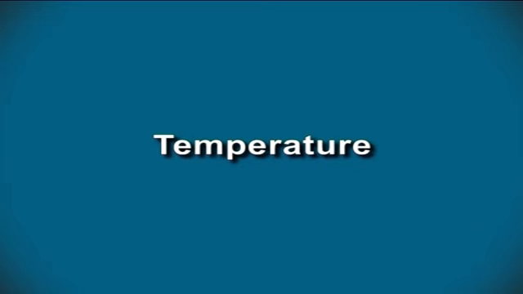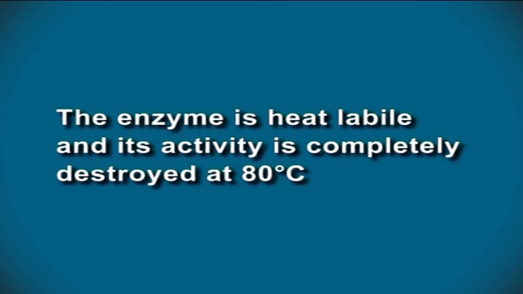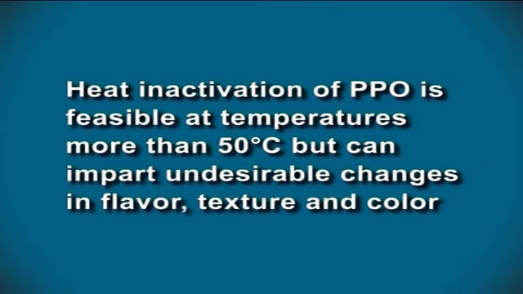Temperature. The temperature stability of PPO varies with the species and the cultivar. The enzyme is heat labile and its activity is completely destroyed at 80 degrees Celsius. Heat inactivation of PPO is feasible at temperatures more than 50 degrees Celsius, but imparts undesirable changes in flavor, texture and color.